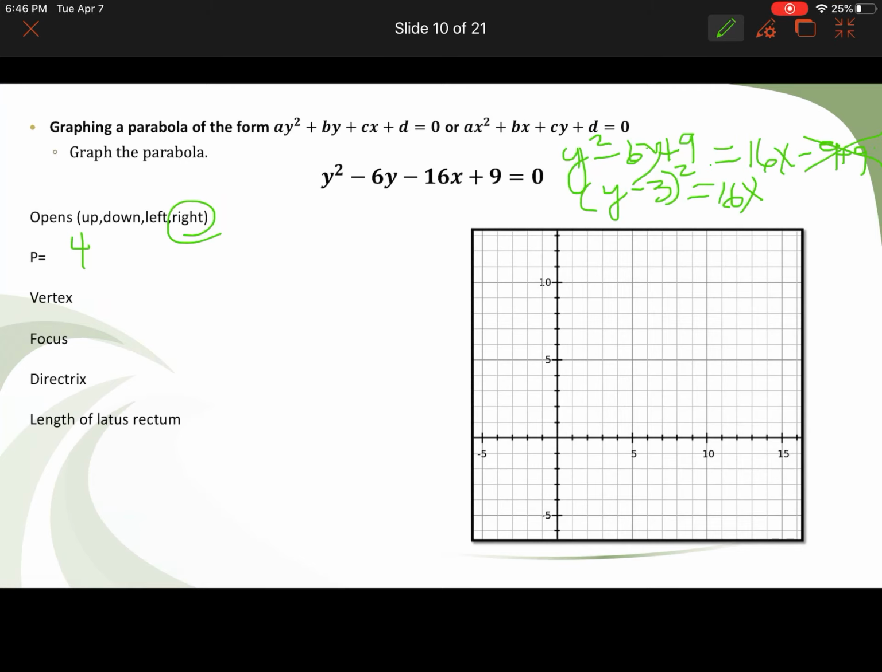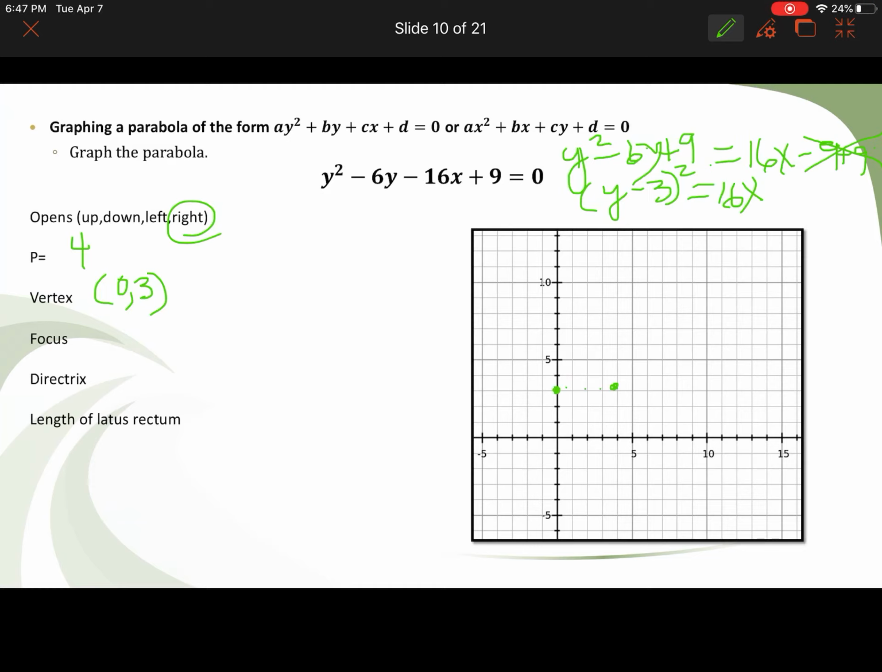All right, so the vertex is going to be where that's shifted to, and there isn't one on the x. So the x value of the vertex is 0, and the y is 3. So over 0, up 3 is my vertex, and it's opening to the right. So the focus is going to be from there over 4. So I can draw it, 1, 2, 3, 4.